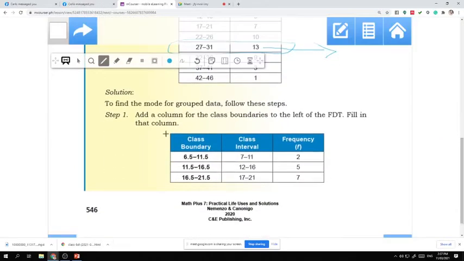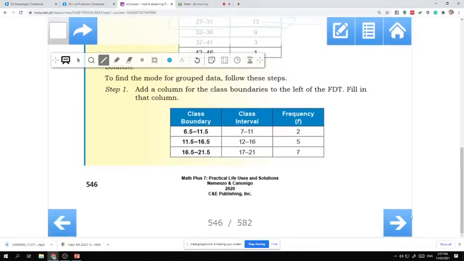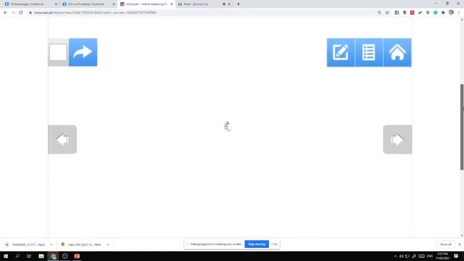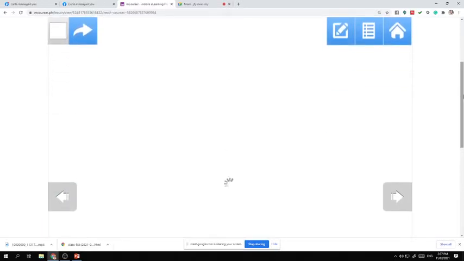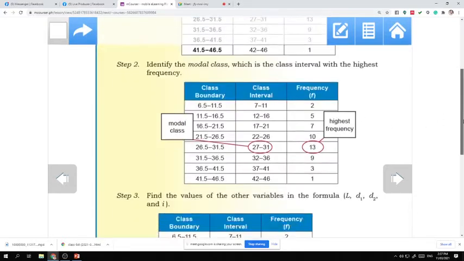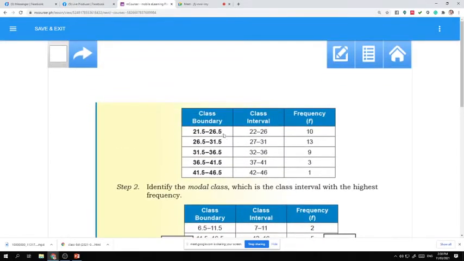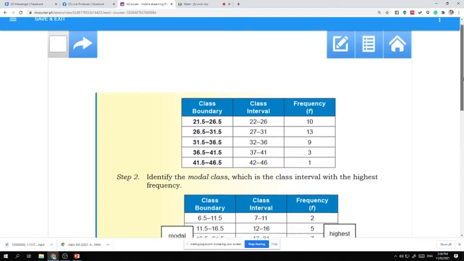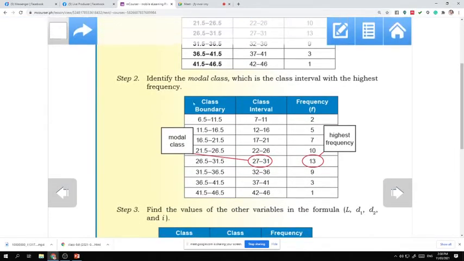Let's apply that one. Take note of that. Step number 1. Add a column for the class boundaries to the left. So meaning, I will just add 1 column to the left for the lower boundaries. So let's wait. It's loading. Okay, there you go. So these are our lower class boundaries. You already know how to get this, okay? So no problem with that. Now, identify the modal class. Just like what I said a while ago, the highest frequency will be the modal class. So this will be our reference. Okay, Section Galileo, am I understood?